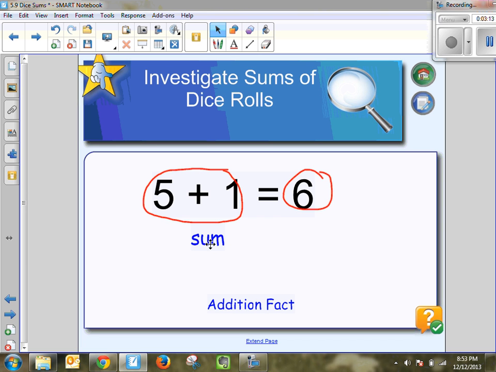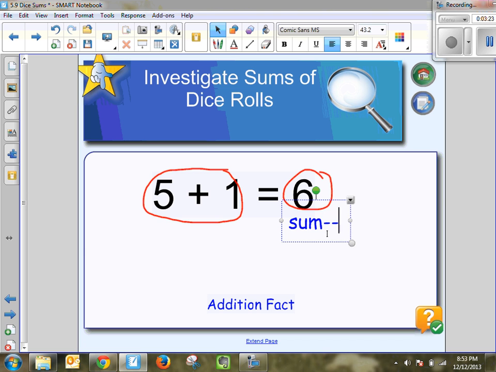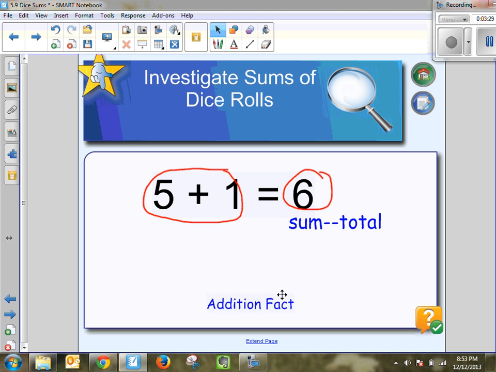Do you think it's actually the 5 plus 1, or do you think it would be the 6? Point to which one you think would be correct. The sum would actually be the 6. Another word for sum, we could say, would be the total. Okay? So the word sum means kind of the same thing as total. So that must mean that the addition fact is the part that we add together to get the total.